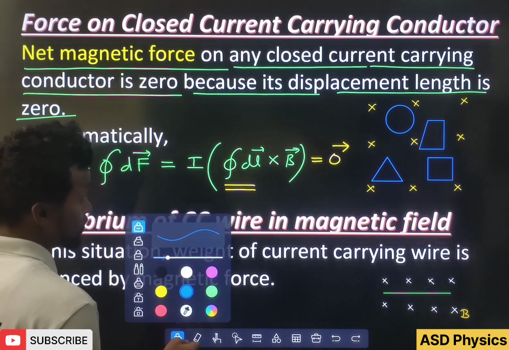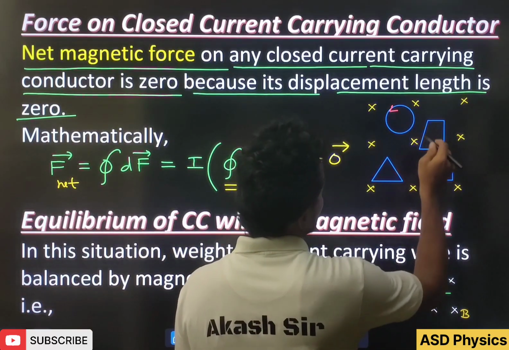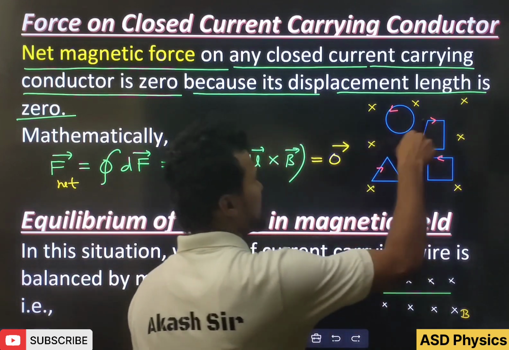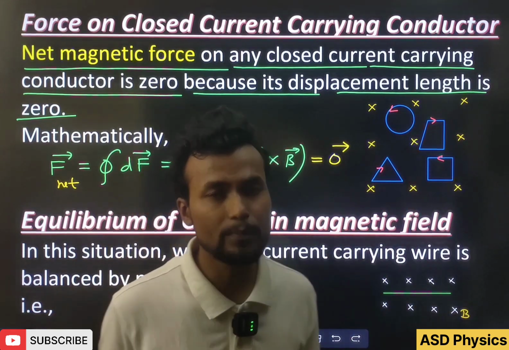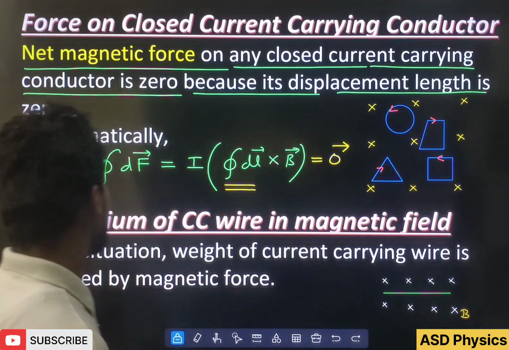So whether the current is flowing anti-clockwise or clockwise, in any direction, it does not matter. The net force is 0. Remember that.